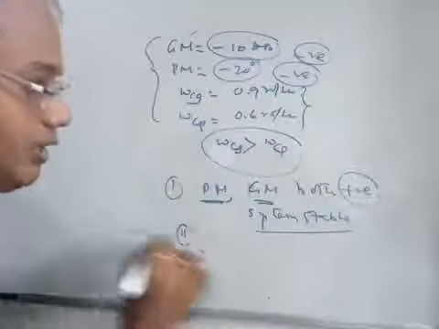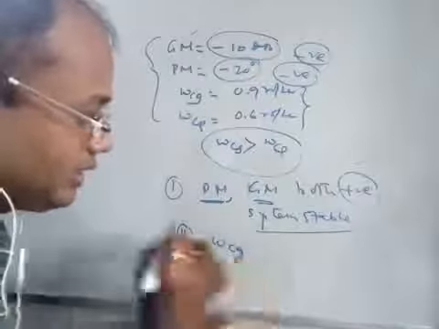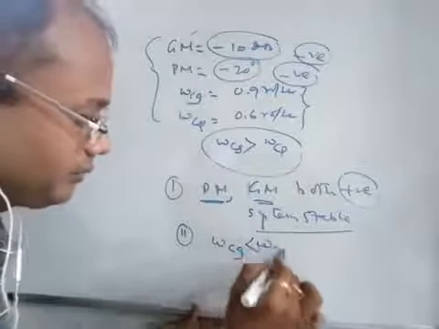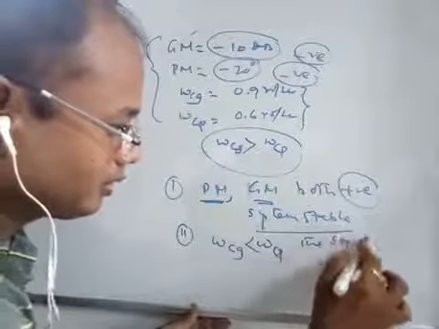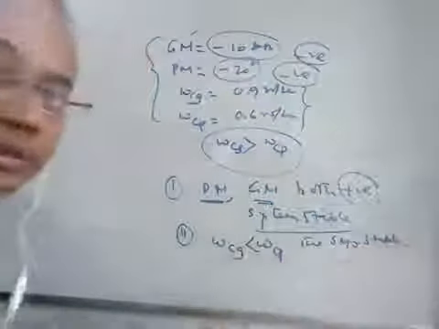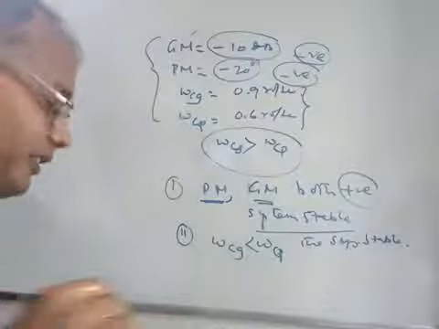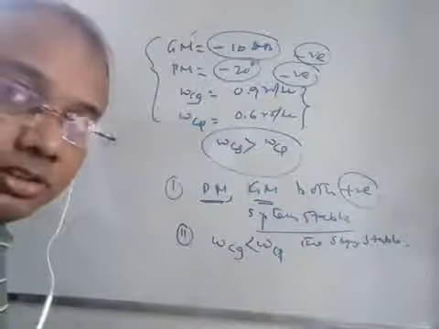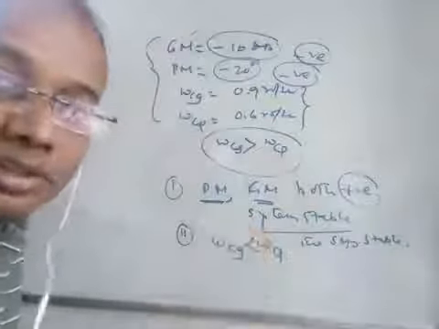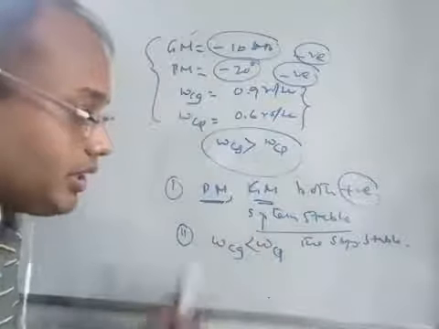Another condition of stability is that if omega Cg is less than omega Cp, the system is stable. What is the stability condition? We say omega Cg, what is this? Gain crossover frequency. If the gain crossover frequency is less than omega Cp, the phase crossover frequency, the system is said to be stable.